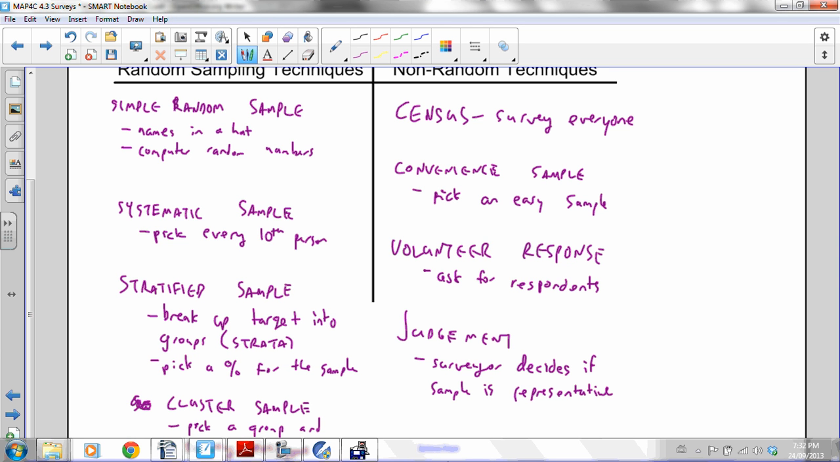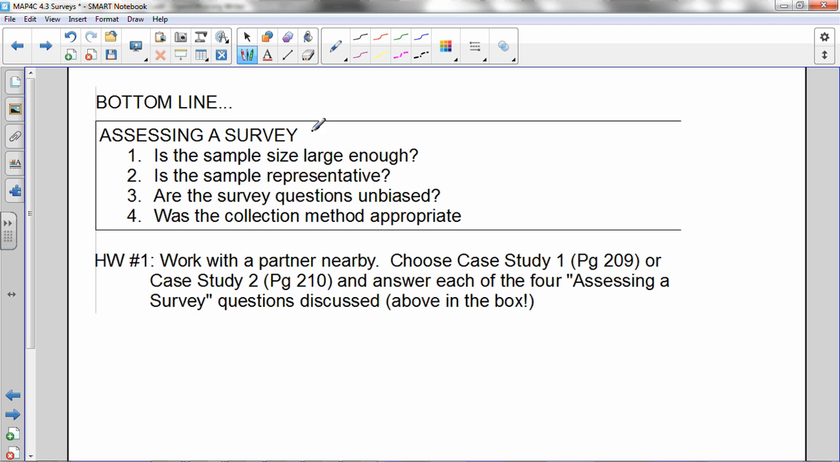All right, bottom line. So when you're assessing a survey, you ask yourself these 4 questions. Is the sample size large enough? And remember, we thought 10% of your target. Is the sample representative? And you read the question, you have to decide. Are the survey questions unbiased? And we had that discussion. Was the collection method appropriate? Well, for instance, did you hand a written survey to a bunch of 4-year-olds to fill out with a pen? Well, that's not an appropriate collection method. And there's lots of situations where we have inappropriate collection methods.